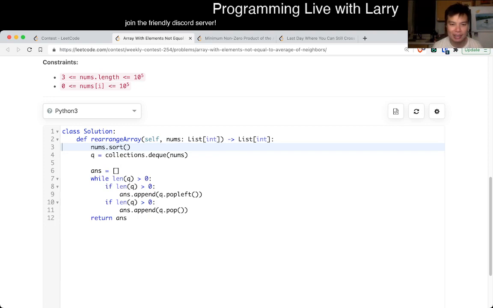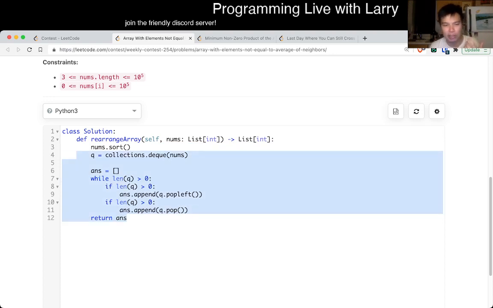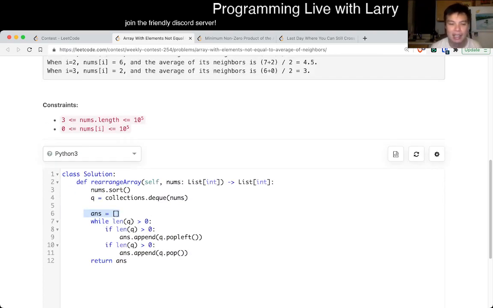Of course, the complexity here is dominated by the sorting, which is n log n time, and then the rest is linear, but it's still dominated by n log n. We do have a queue and an answer, so it's going to be linear space. So n log n time, O of n space. Let me know what you think about this one.